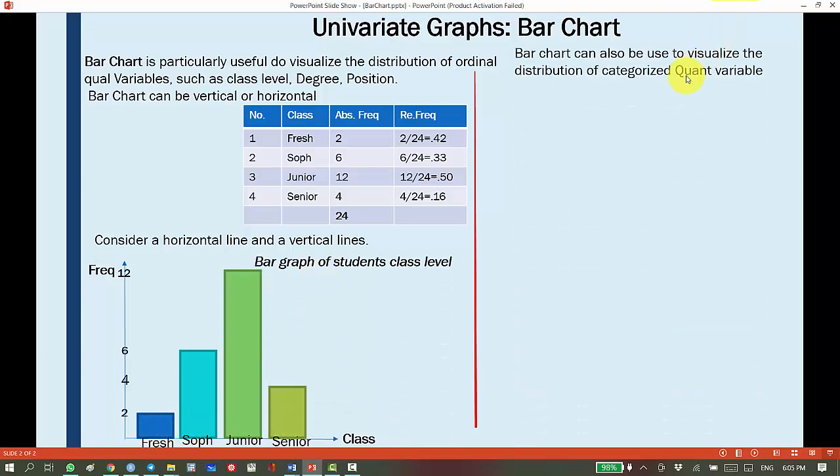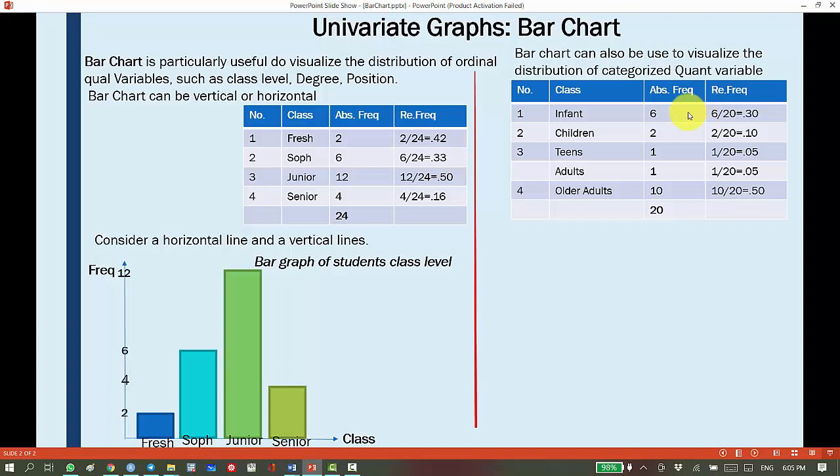Bar chart can also be used to visualize the distribution of a categorized quantitative variable. In other words, if we have a quantitative variable such as age and we categorize it, what we have done practically is we have transformed that quantitative variable to a qualitative variable which is ordinal. Here, for example, we have the frequency distribution table of the age of the patients which are admitted to a hospital in the last 24 hours.